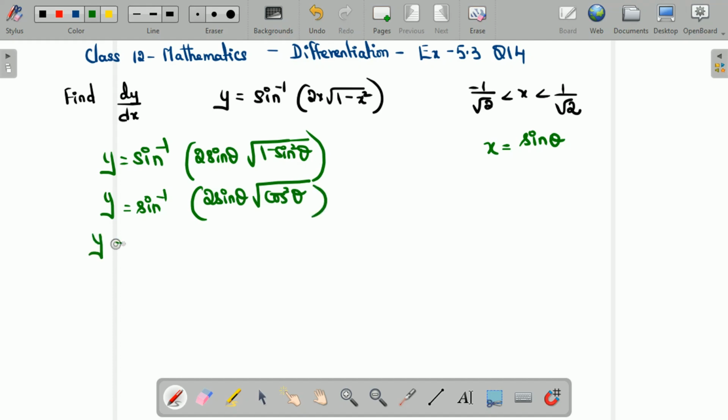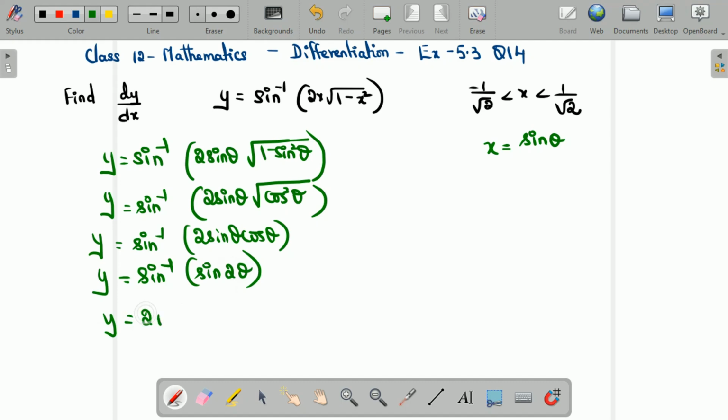So let's simplify. So y is equal to sine inverse of 2 sine theta cos theta. Now we know that 2 sine theta cos theta is going to be sine 2 theta. So y is equal to sine inverse of sine 2 theta, which means y is equal to 2 theta. Now let's find out what is this value of theta. See, x is equal to sine theta, therefore theta is equal to sine inverse of x. So now y's value is actually 2 into sine inverse of x.